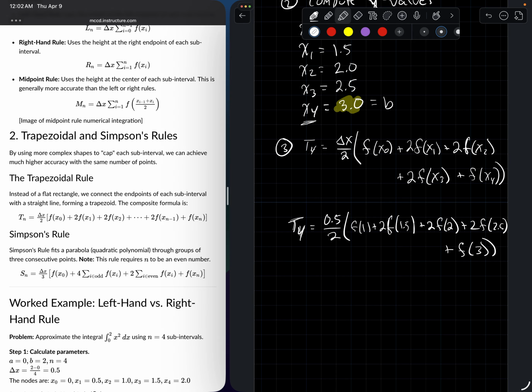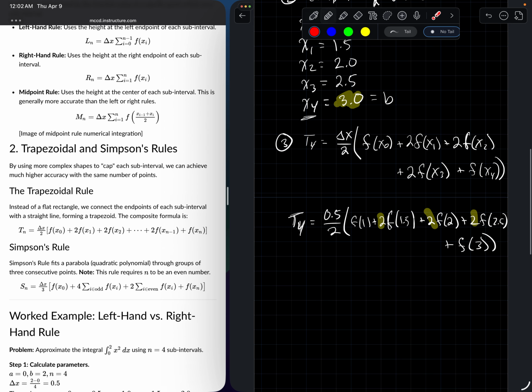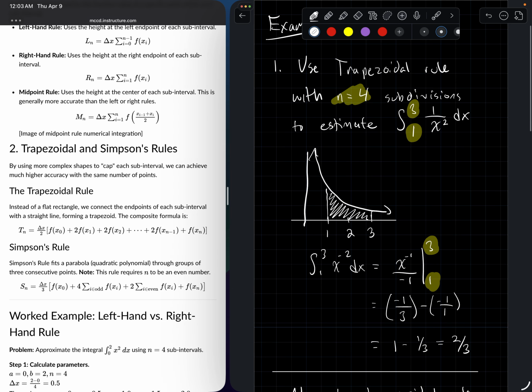And you want to note that they all have coefficients of 2, except for the first value and the last value. So this one right here has a coefficient of 1, and the one at the end has a coefficient of 1, but it's 2 and 2 and 2 in the middle, and that's what the formula for the trapezoidal rule says. So our function here was 1 over x squared, right? So right here is our f, 1 over x squared.